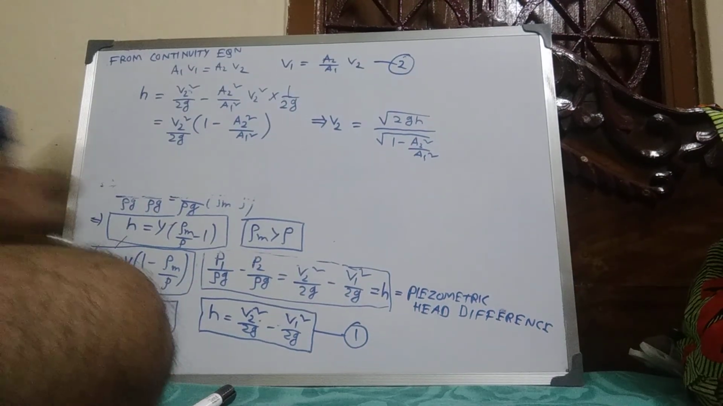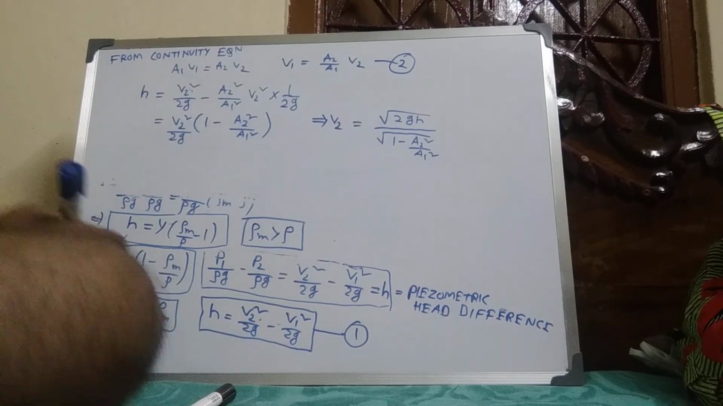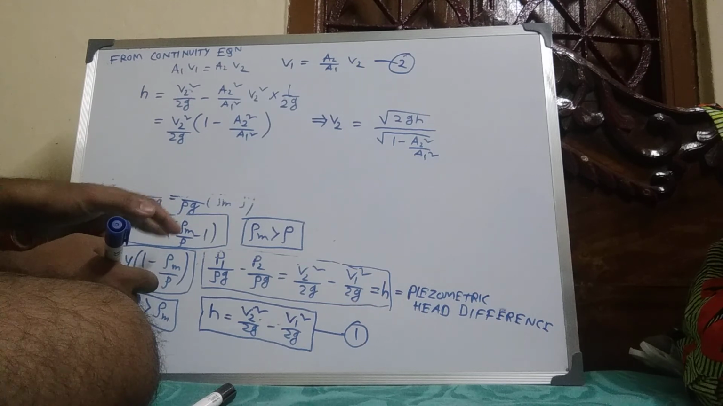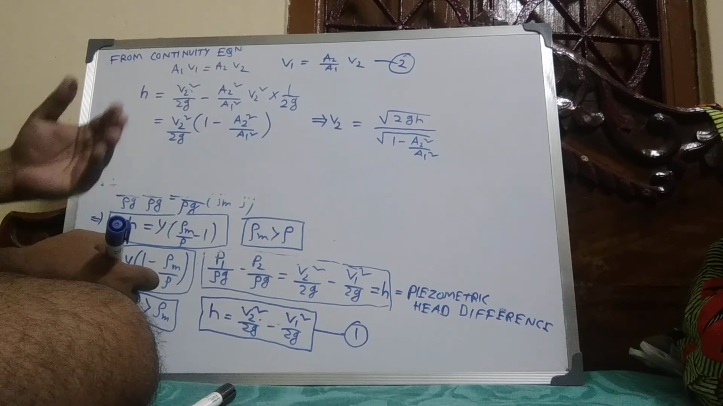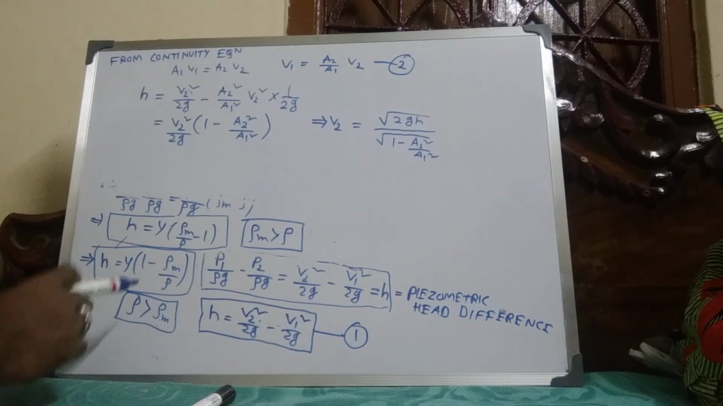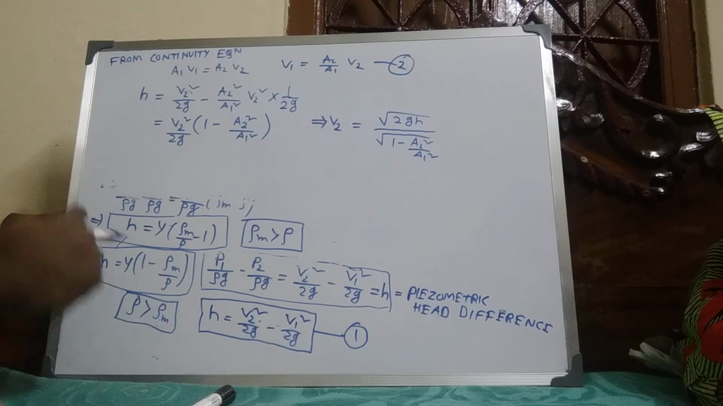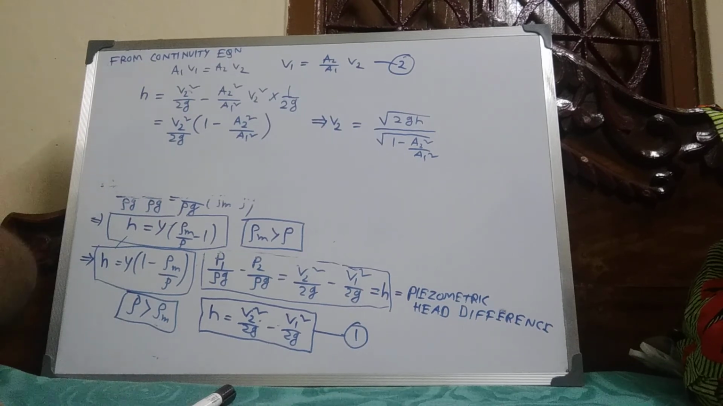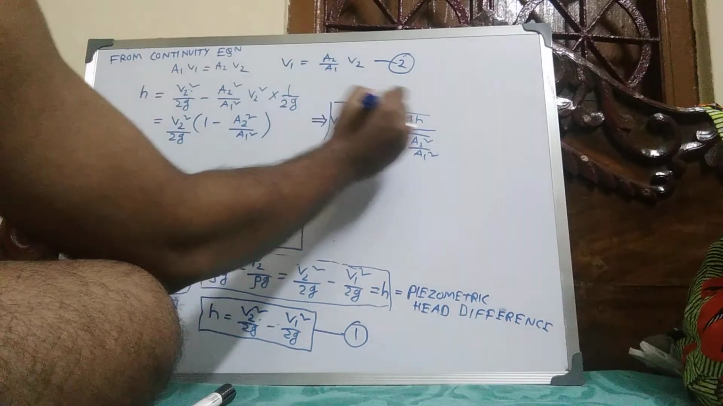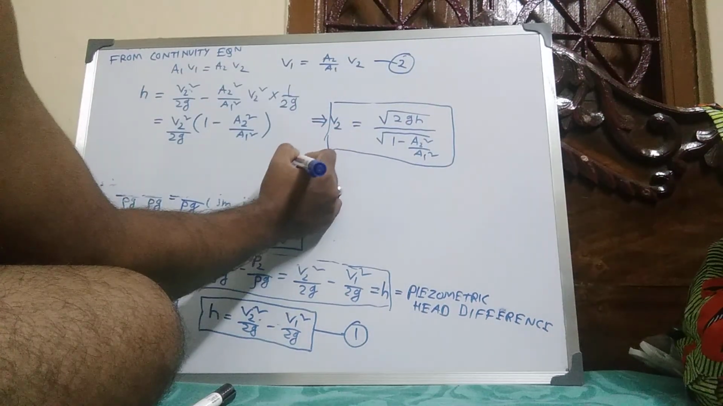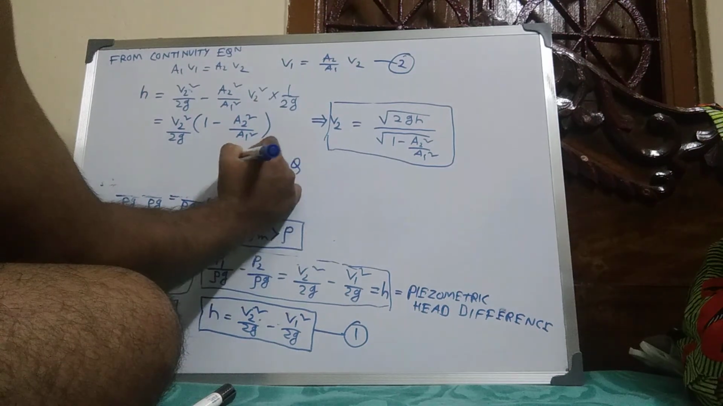Okay, and the h value we already know: h equal to y into (rho m by rho minus 1) for rho m greater than rho, and in case of rho greater than rho m, h equal to y into (1 minus rho m by rho). Understand? This is the velocity at section 2.